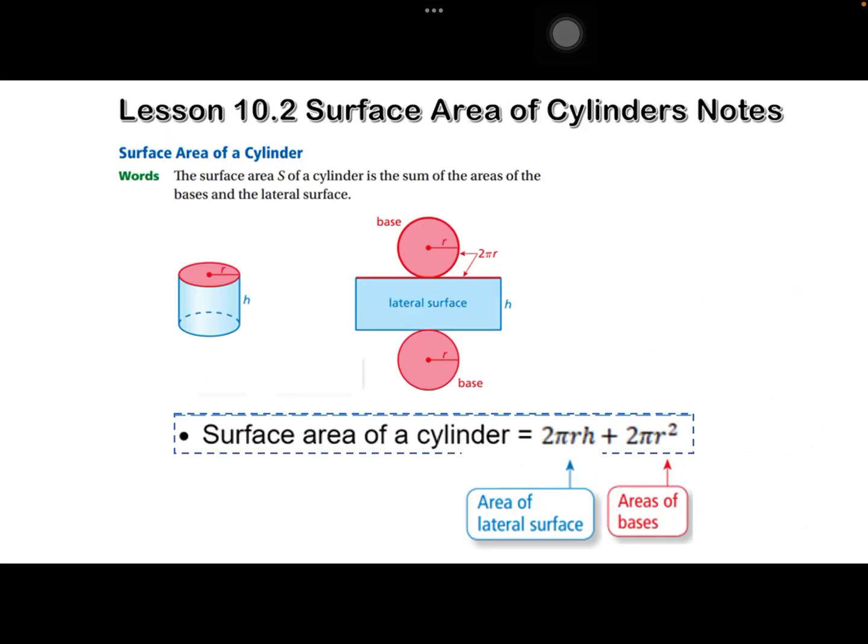All right, today we're going to talk about surface area of cylinders. So you need to go to page 4. So we kind of turn back, go to page 4.